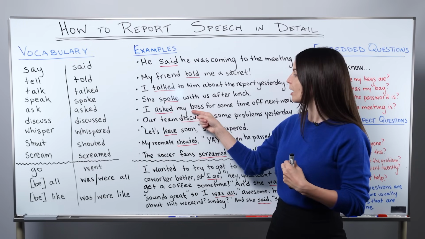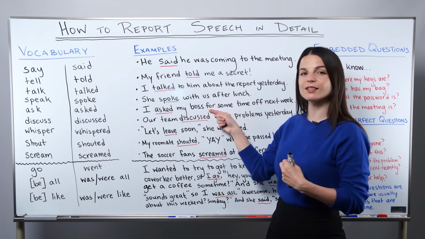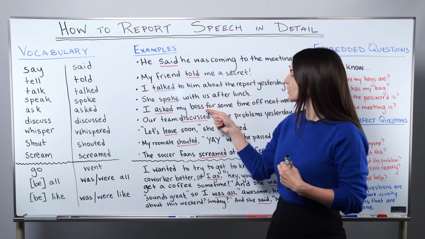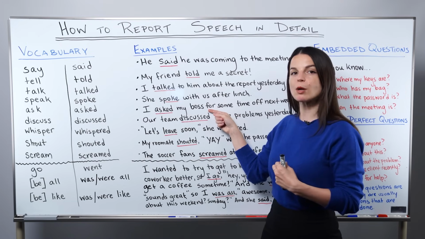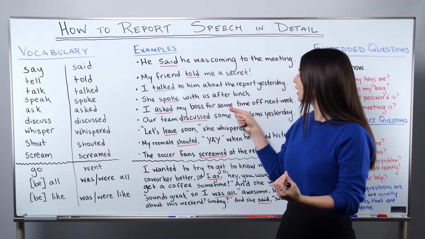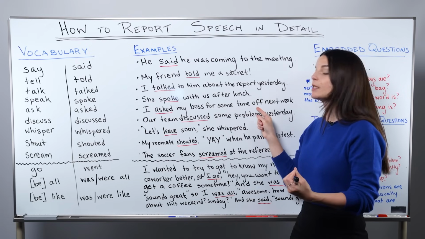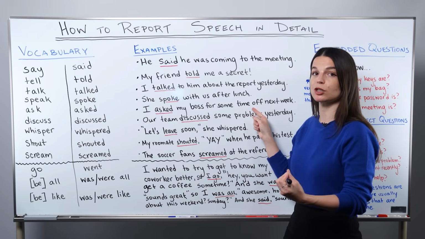I asked my boss for. You'll notice this is the preposition used here. I asked my boss for some time off next week. We use this preposition for before a noun phrase. In this case, we have some time off. That's our noun phrase that's used here.